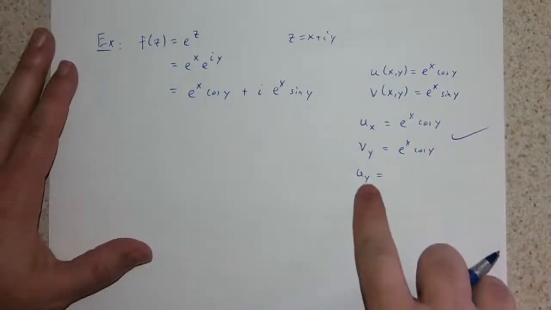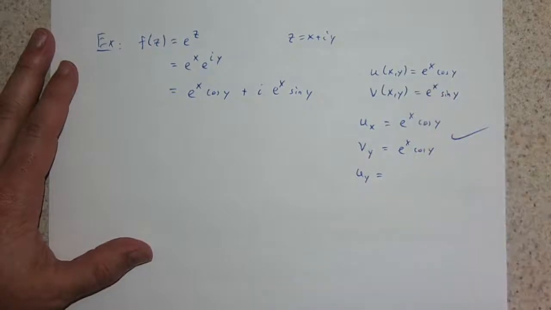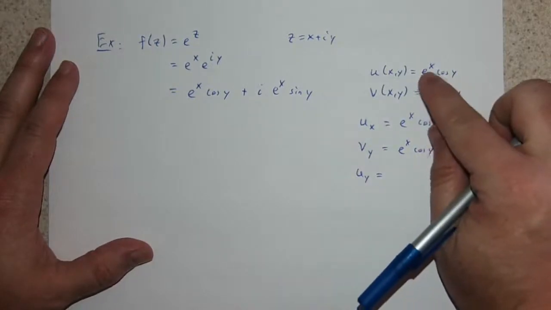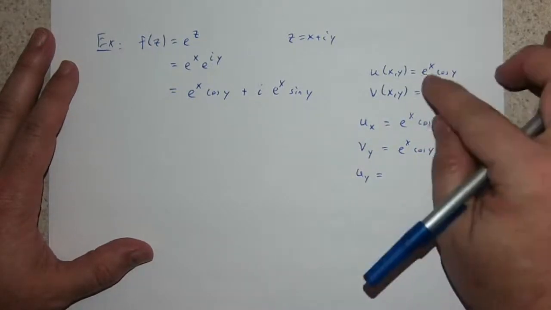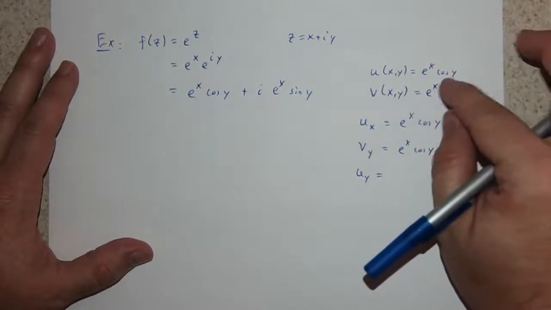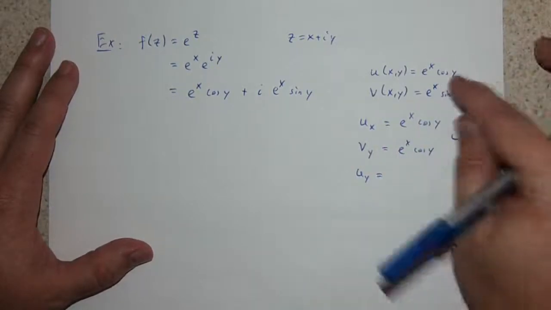Okay, and so let's compute the y partial of u. The y partial of u is the y partial of e to the x cosine y. So e to the x is treated as a constant, and the y partial of cosine y is going to be minus sine y.